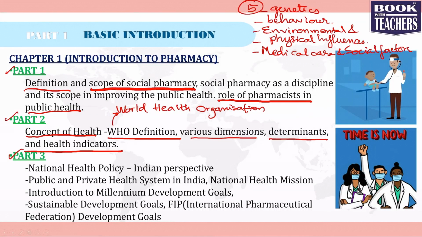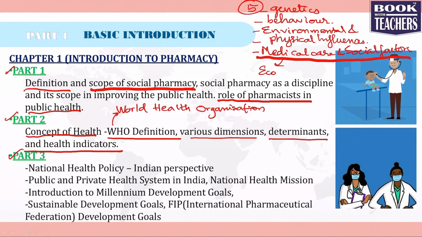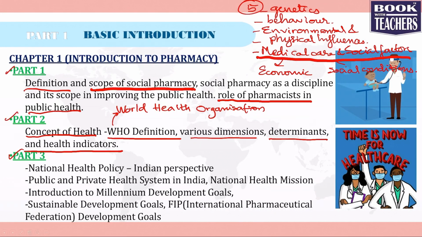Now this 5th category, that is medical care and social factors, encompasses 2 things, which are economic and social conditions that influence the health of various people and communities.